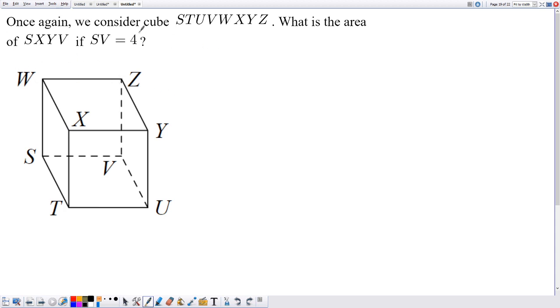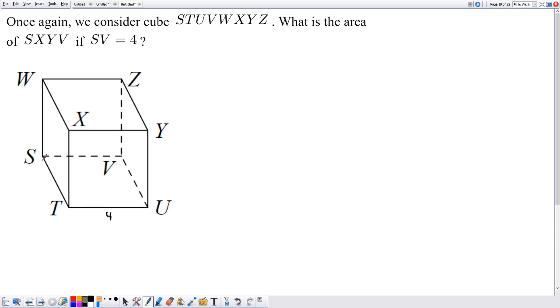So, we're going to consider the cube STUVWXYZ. What is the area of SXYV if SV equals 4? So SV is 4, which means since it's a cube, all the sides are 4. So that is important to know. Now, what is the area of SXYV?